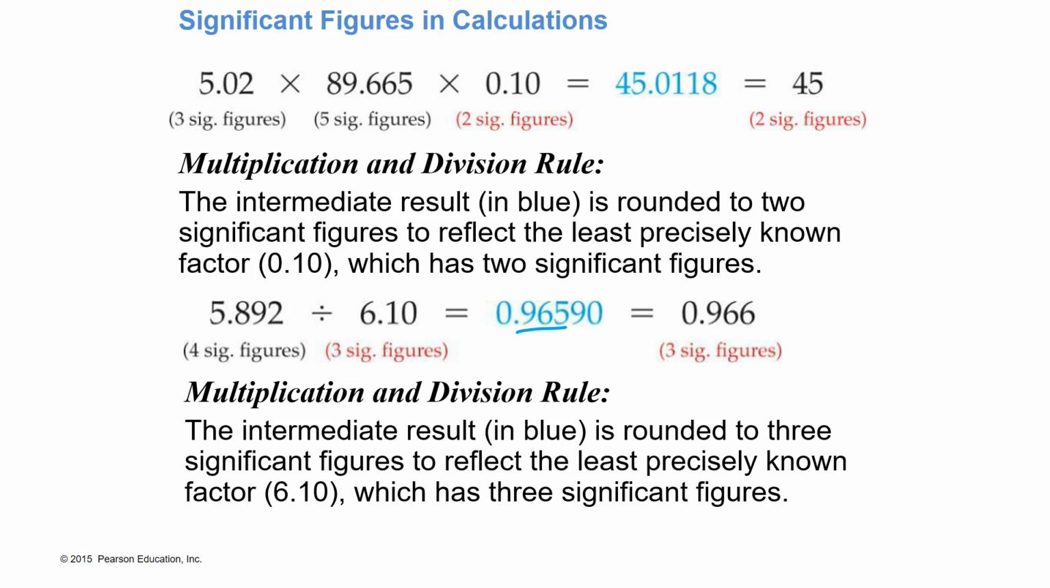Yes? Density equals mass over volume. M is mass, V is volume. Is that what you were asking, or were you asking about the answer? No, I was asking about that. Okay. All right, so any questions about these two rules, addition, subtraction, multiplication, division? Any questions about how we determine the number of sig figs?